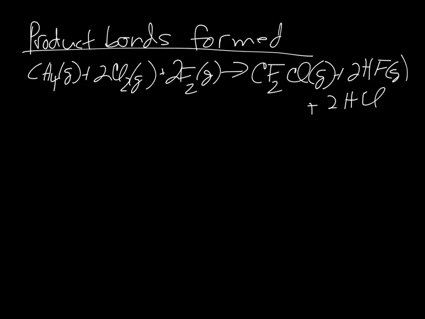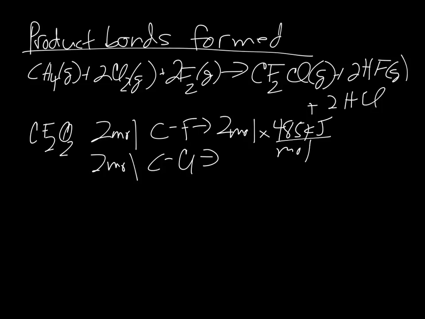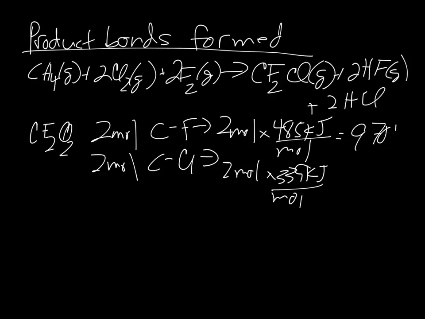Alright, I used the same procedure as previously to get my reactants, bonds broken. In this case I'm taking a look at my products. So I have my CF2Cl2. I have 2 moles of the C to F bond, and I have 2 moles of my C to Cl. I'll calculate these the same way. 2 moles times 485 that I get off of the table, per mole. For the CCl, it's 2 moles times 339 per mole, in kilojoules. This gives me 970 kilojoules, and this gives me 678 kilojoules.